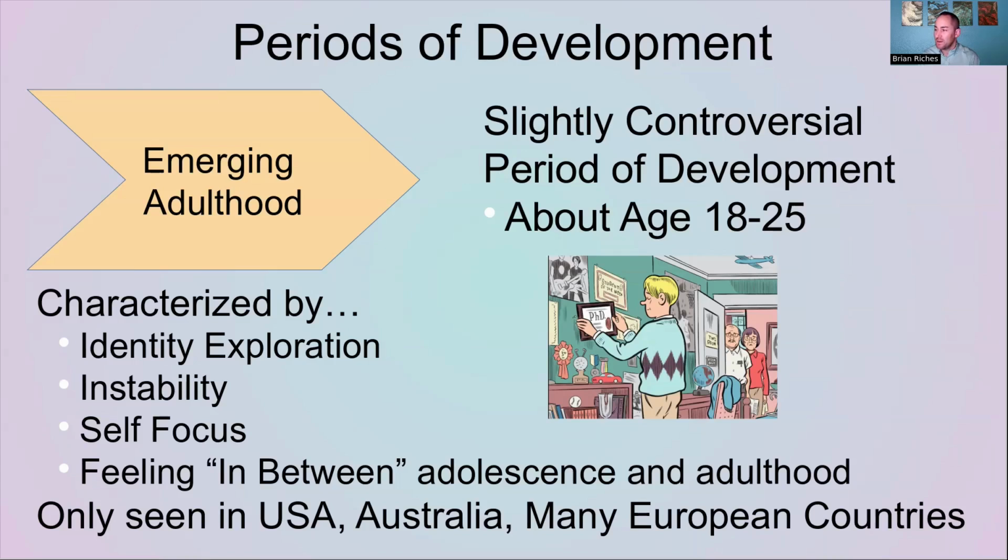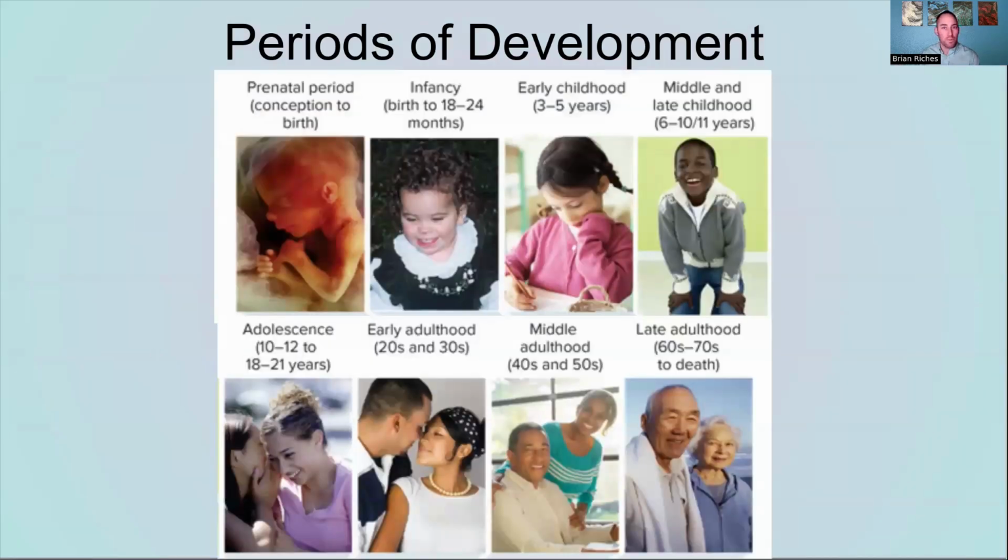You can see in this picture here, a person with their PhD still lives with their parents, which honestly, for the cost of PhD programs, isn't a bad idea, but it would definitely contribute to this person feeling in between, like they're not quite an adult and they're not an adolescent, even though they're making pretty adult decisions getting that degree. That's something that we see in Western countries like the US, Australia, a lot of European countries, but we don't see it everywhere. We'll talk about maybe some of the reasons that might be. That is why it is not included in the general periods of development.